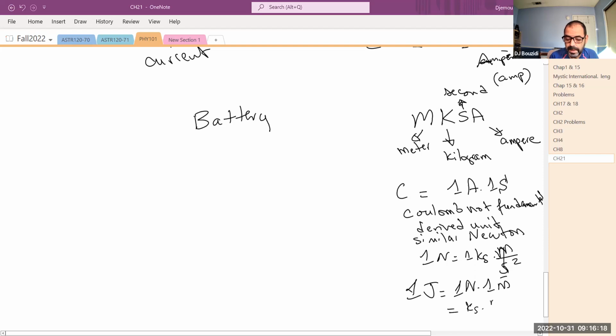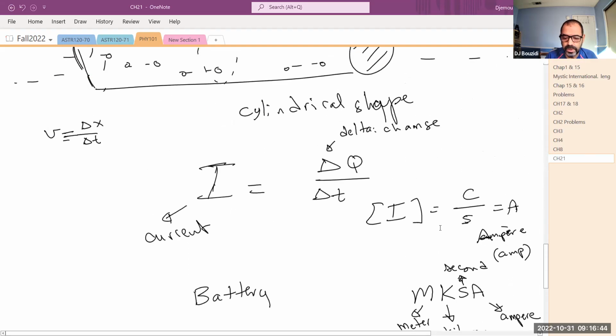So this is a kilogram meter per second squared times meter, so that makes it kilogram meter squared per second squared. So the joule also is not a fundamental unit. Newton also is not a fundamental unit, and also a Coulomb is not a fundamental unit. They are derived units, and the fundamental units are MKSA. Anyway, so these are some of the words about the units.